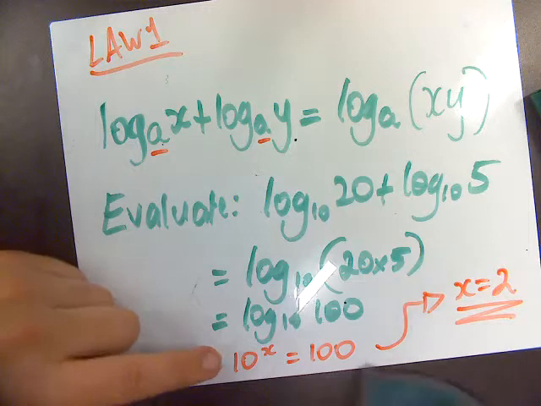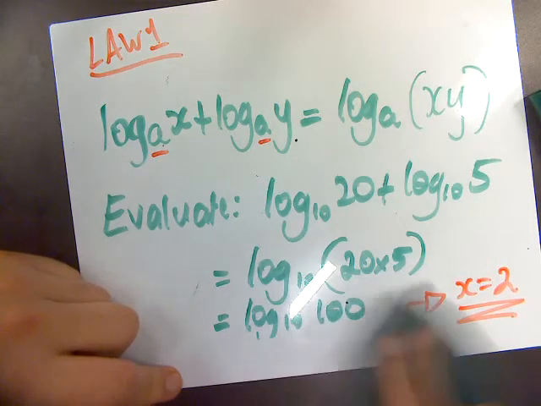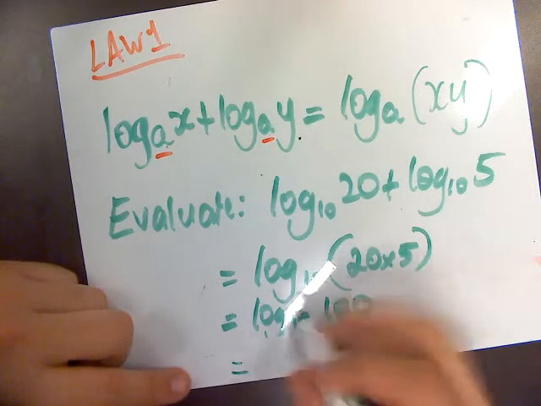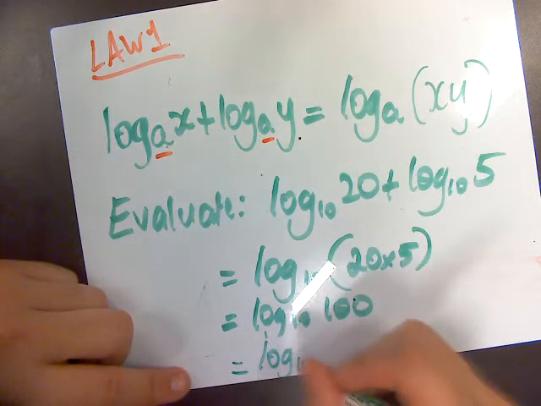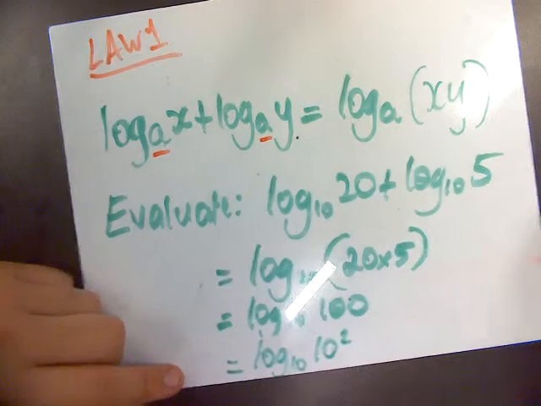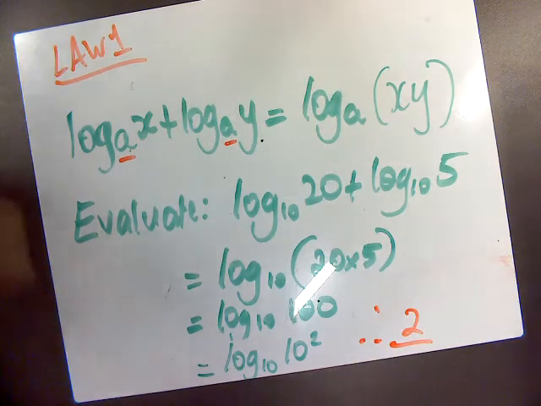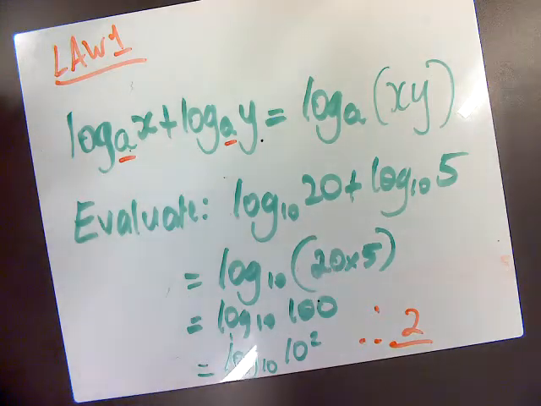So instead of doing it like that, I could have also changed this to use base 10. So I could have said log base 10, 10 squared. So therefore, it will equal 2 as our answer. First law, pretty simple.